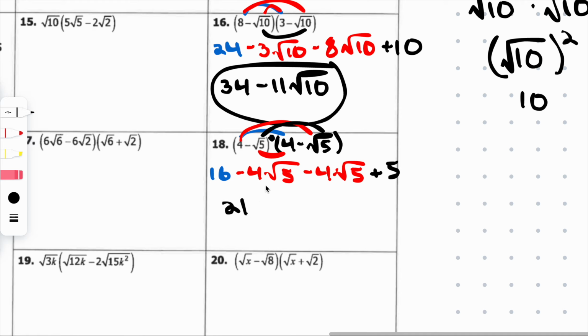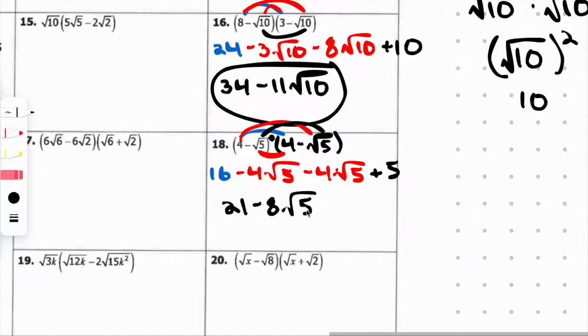And again, we have both of these terms. These red terms have square roots with the same index 2 and the same radicand. So we're just going to do negative 4 minus 4, which is negative 8. So we're going to do minus 8 root 5.